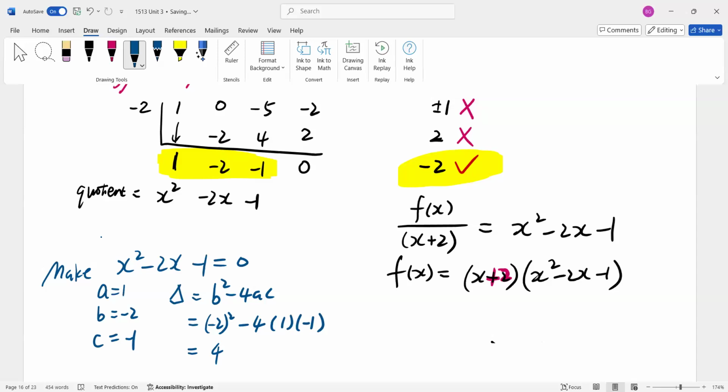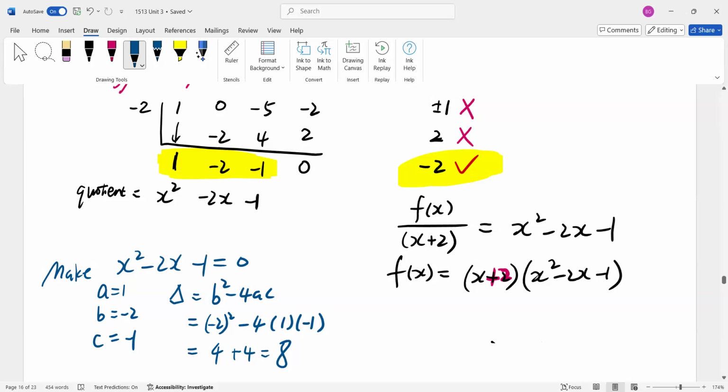-4 times -1 is positive 4, which gives 8. Yeah, we are right. It's not factorable, because we're going to have 2 irrational roots. We're going to have a pair of irrational roots because 8 is not a perfect square.